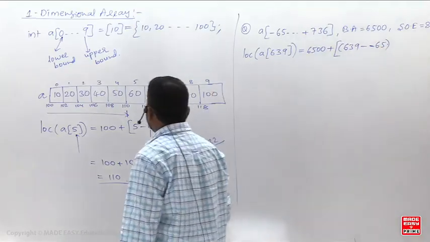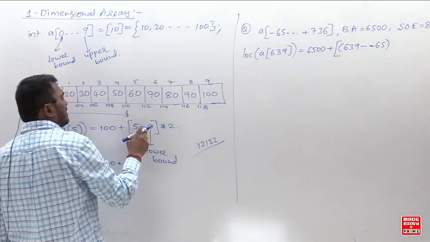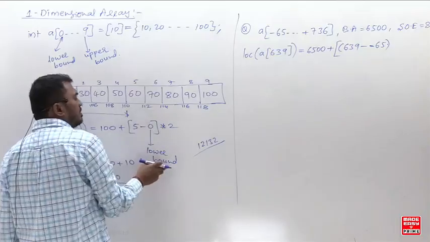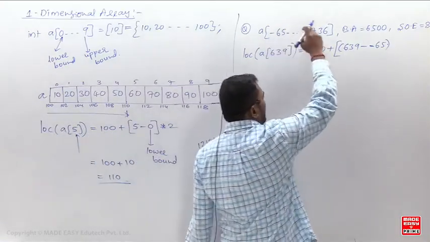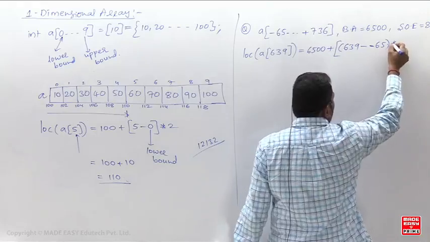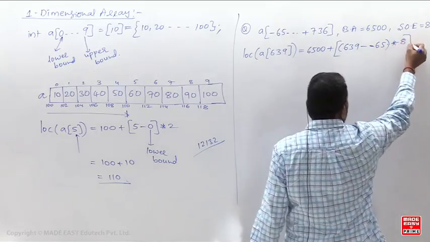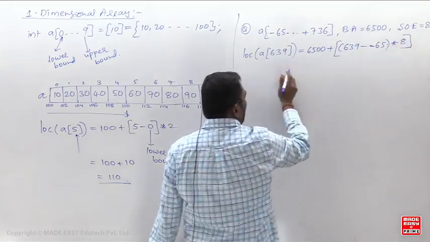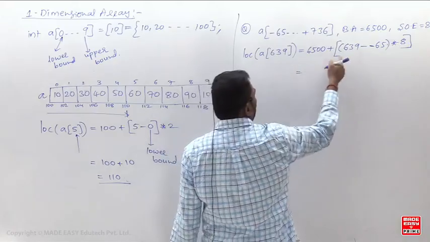What is this 0 here? It is the lower bound. So here the lower bound is minus 65. So total this many elements you have to cross, and every element is having 8 bytes. Just find out this value.